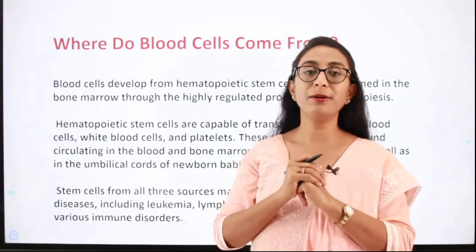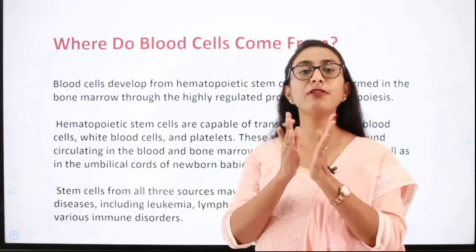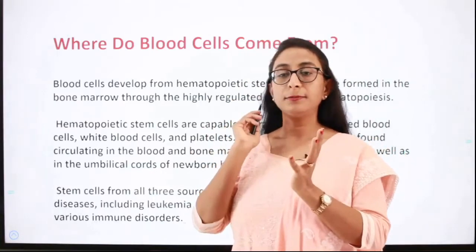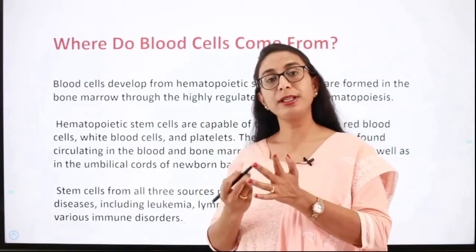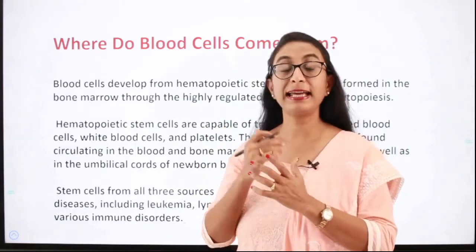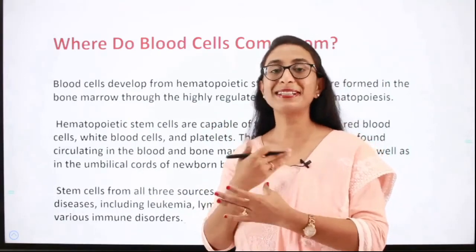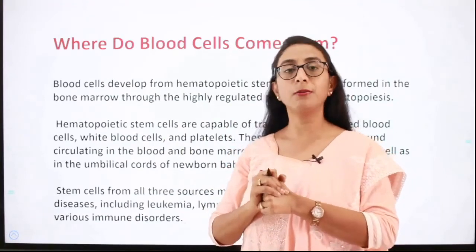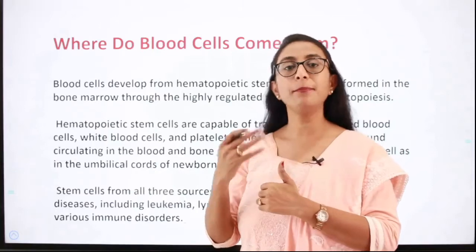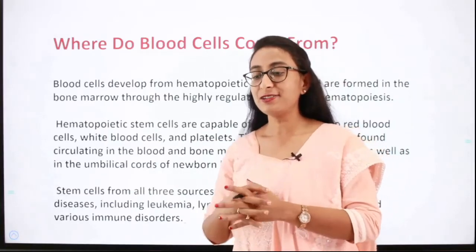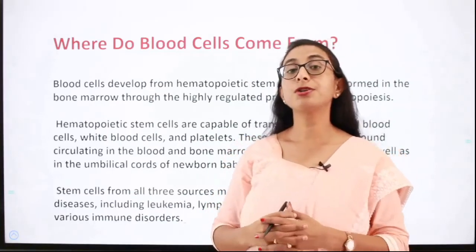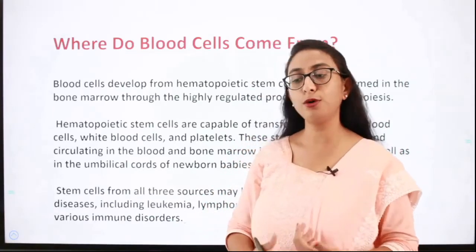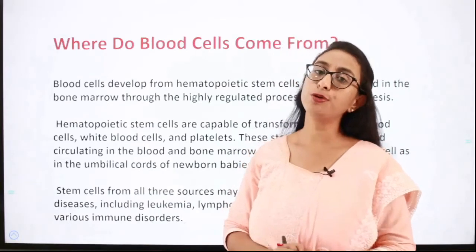So it is very, very important. These are the three important sources of hematopoietic stem cells. We can find stem cells in blood, in the bone marrow, and also in the umbilical cord of newborn babies, and that is why it is preserved. However, it is quite an expensive procedure, so it is not very common, but we do have the concept of umbilical cord blood banking. Stem cells from all these three sources can be used to treat a wide variety of diseases including blood cancer, lymphoma, bone marrow failure, and various immune disorders.